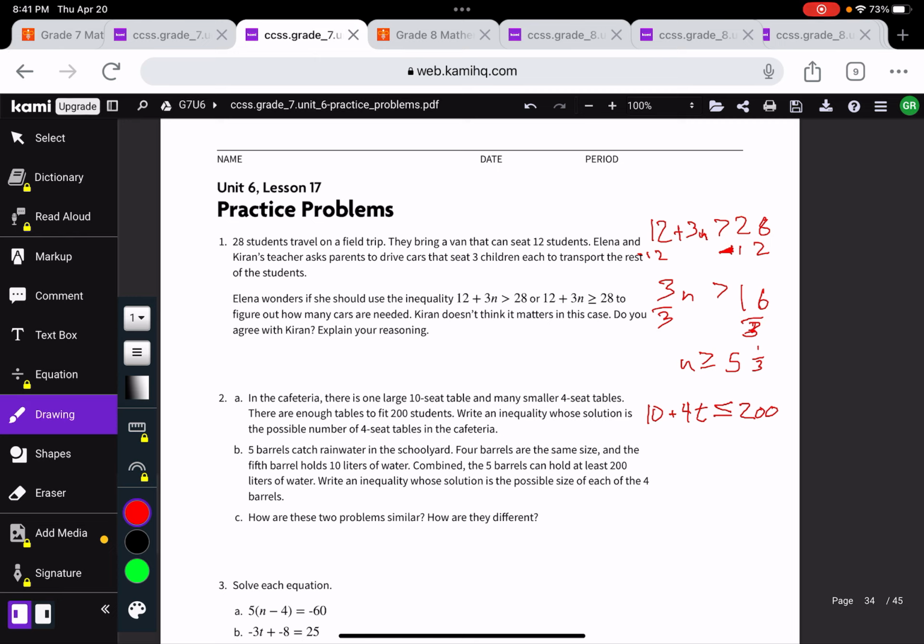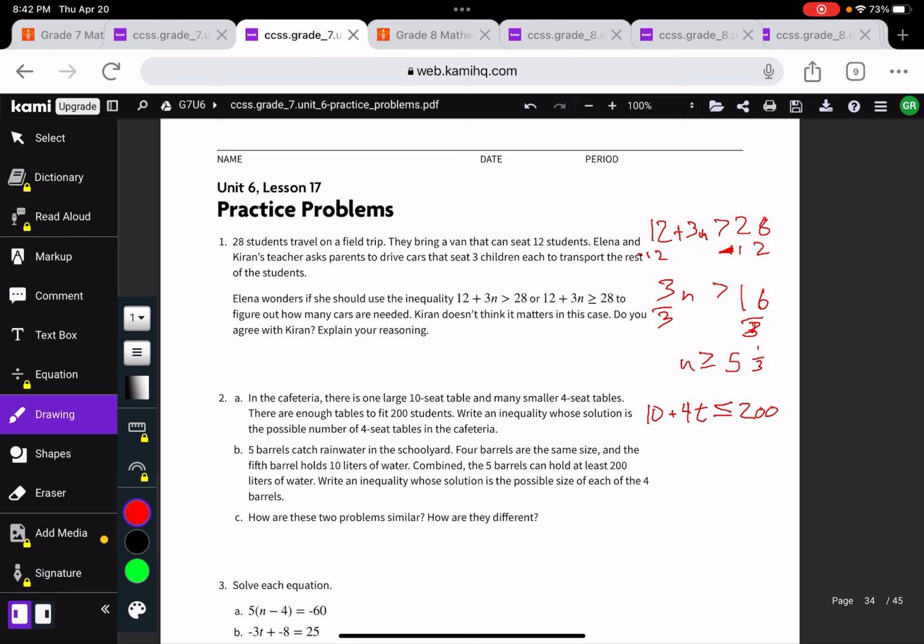So it says, write an inequality whose solution is the possible number of 4-seat tables in the cafeteria. If we were to solve that, we would just do 200 minus 10. That'd be 190. And take 190 and divide it by 4, and we would get the number of tables. But it just says write an inequality. It doesn't even say to solve it, so don't mind if I don't.